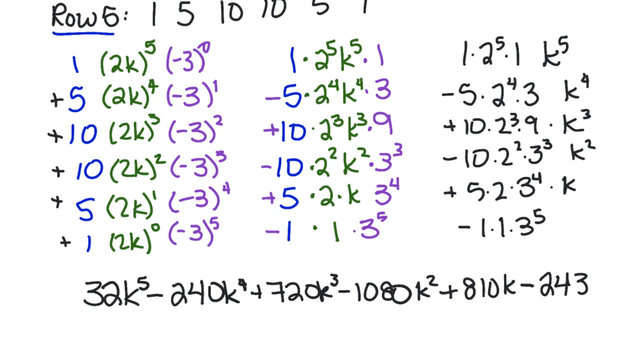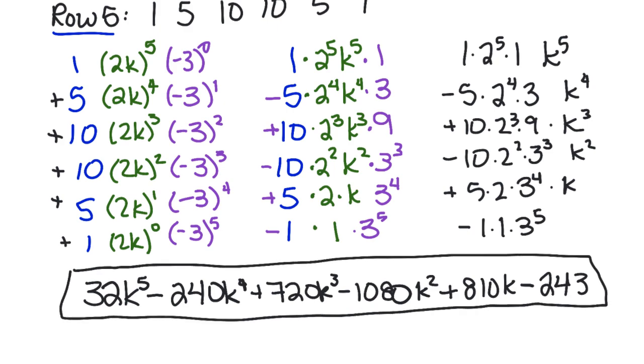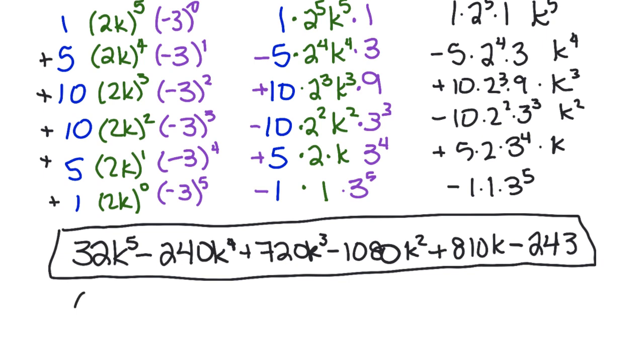So then this is our answer. To remind us of what it was that we were even trying to do, this is 2k minus 3 to the 5th. So yes, at this point, it probably would have been faster just to do 2k minus 3 and multiply it together 5 times. You're going to get faster at this, and it's going to actually be faster to do this kind of expansion. The downside is you have to know Pascal's triangle.